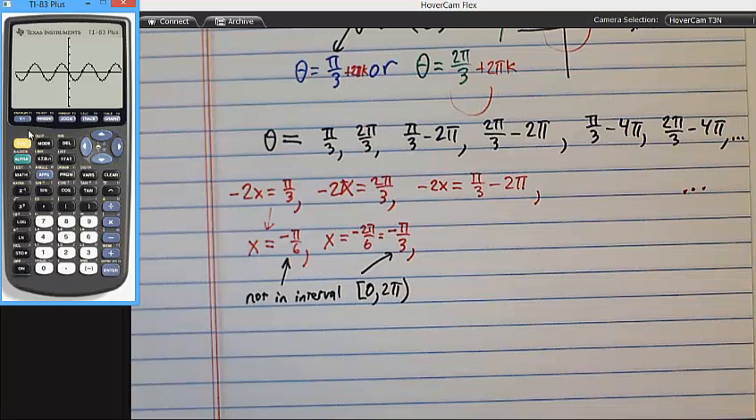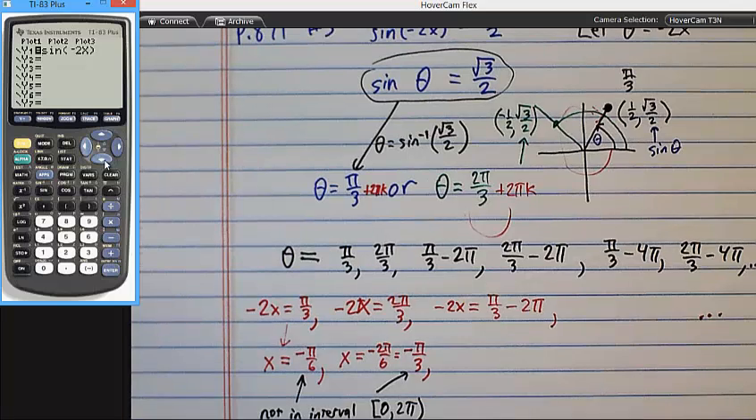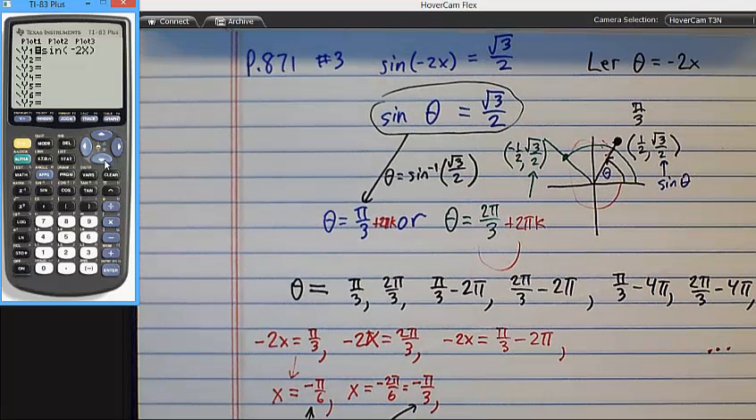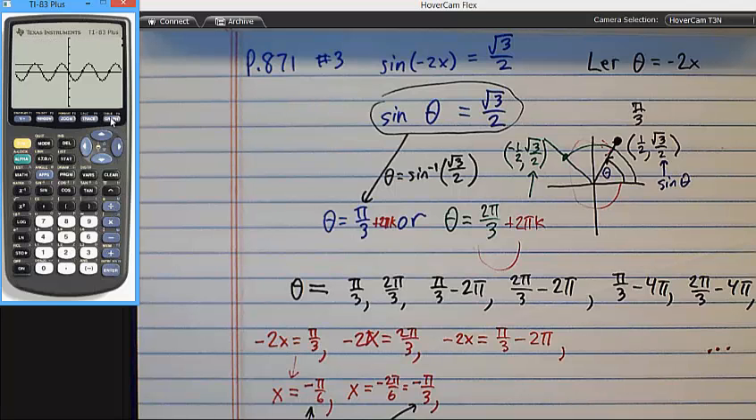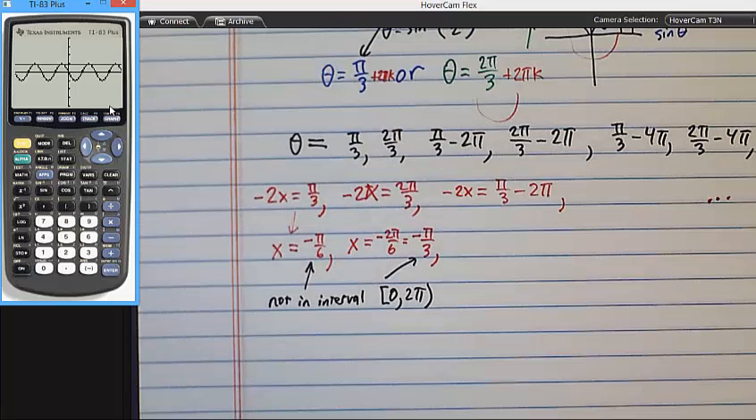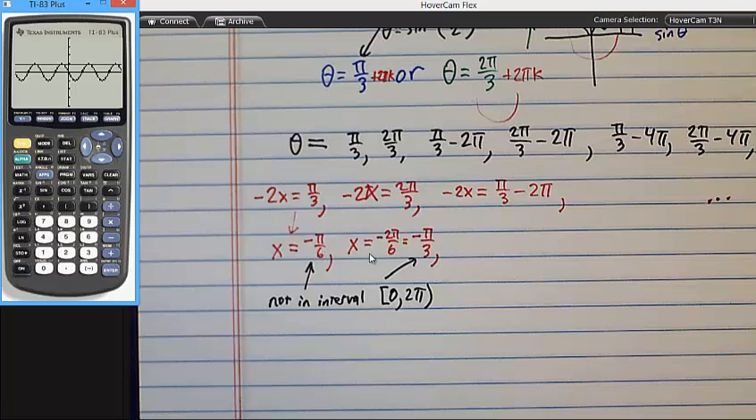Okay? And now, I'm also going to graph under y2 what we want this to equal. What do we want it to equal? Well, the original equation said that sine of negative 2x is supposed to equal what? So let's type in square root of 3 over 2. Divided by 2. And now let me sketch that graph. Okay? Now what is it that I just found? I found 2 possible answers. They are negative pi over 6 and negative pi over 3. Let me show you where those are.